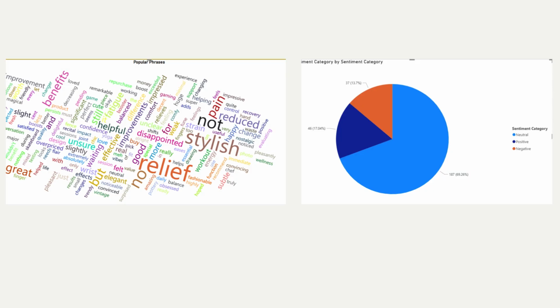On the left, the word cloud shows the most common phrases in the reviews. Bigger words appear more often. Words like stylish, relief, reduced pain show what people talk about the most. The word "not" is important because it often signals negative phrases like "not helpful." The main takeaway is that customer feedback is mostly neutral and the reviews focus on style and pain relief benefits. That's the major takeaway from this case study.